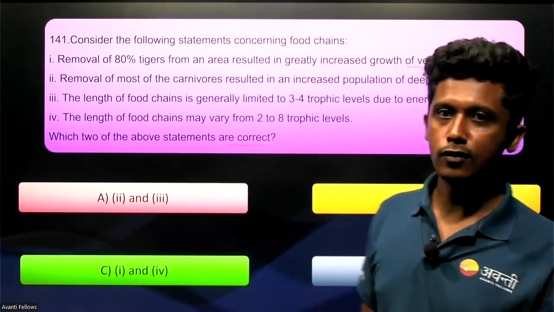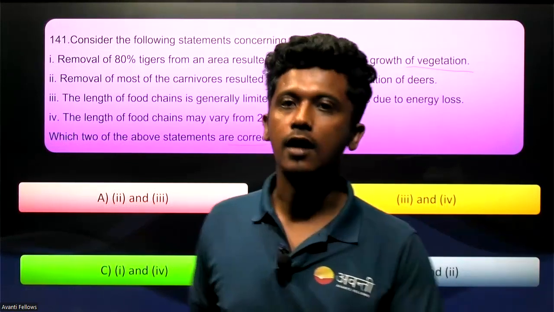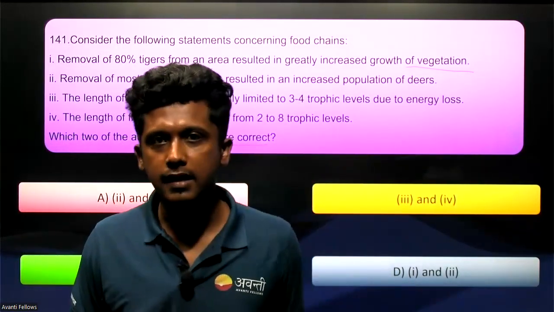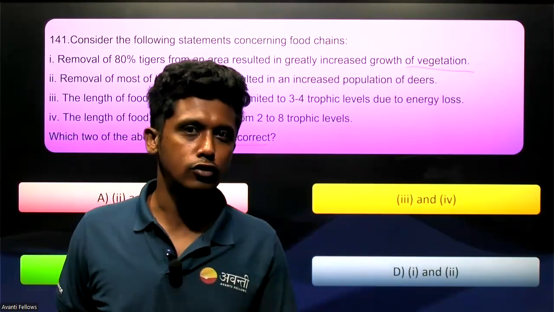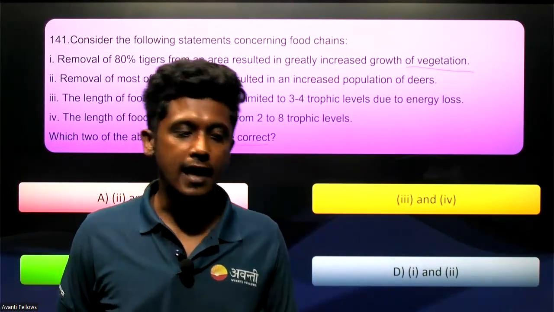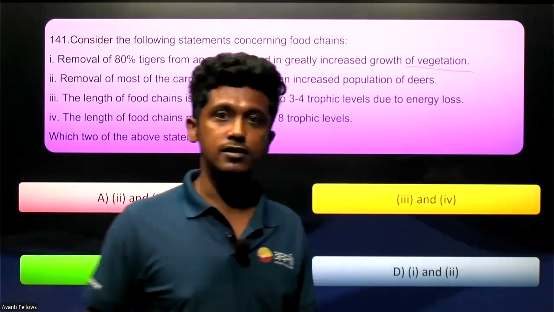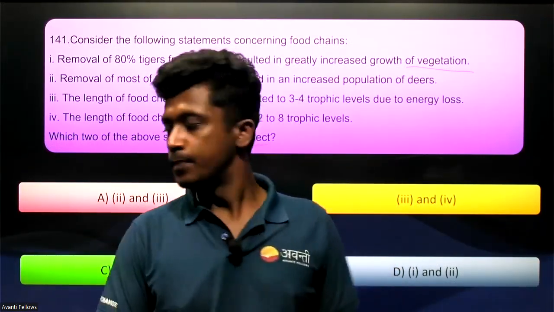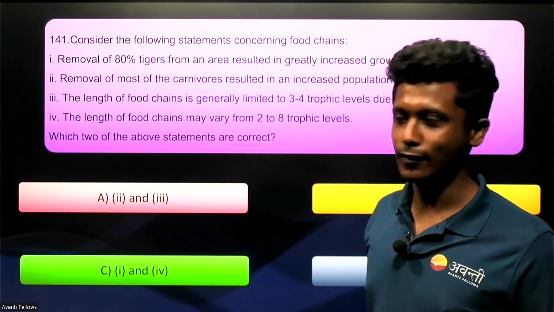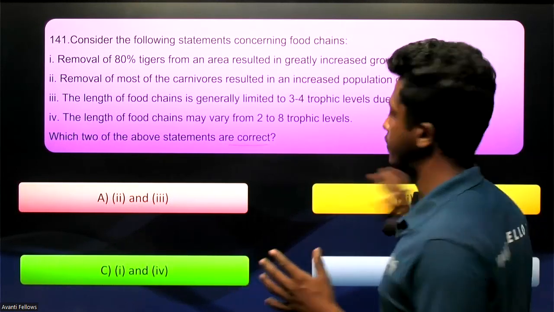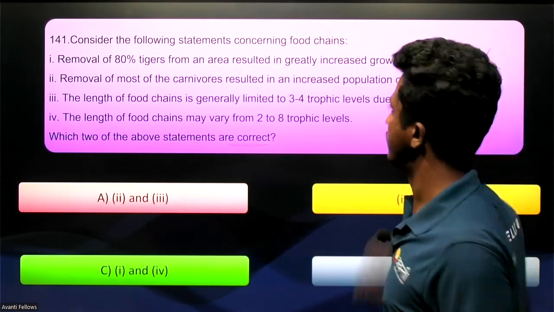This has happened in Yellowstone National Park in USA, where the wolves were removed and the herbivore population increased tremendously, and it almost led to the death of Yellowstone National Park. Eventually they had to introduce around 18 packs of wolves into Yellowstone. Within 5 years the park was back to life. So it's a very fantastic example to take. So removal of 80% of the tigers from the region will not increase the vegetation, but it will reverse it. So our option 1 is wrong.